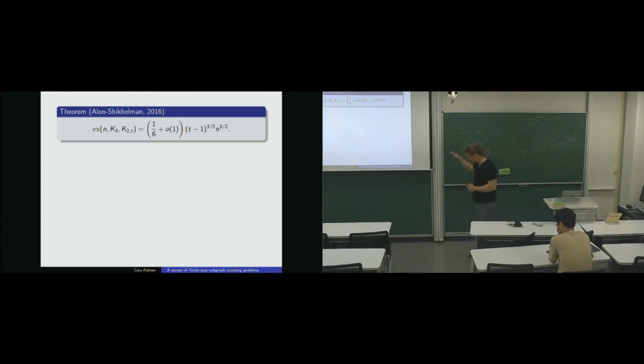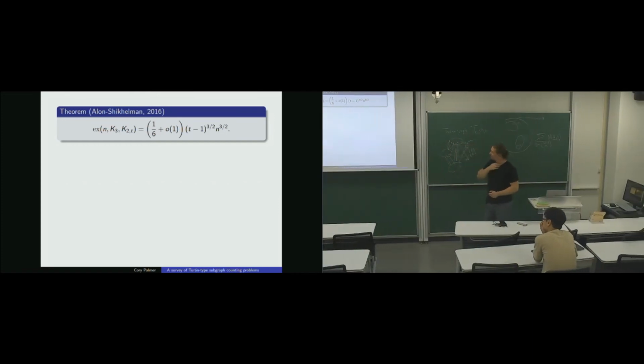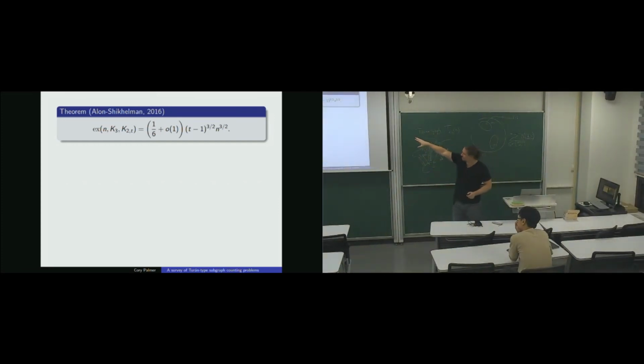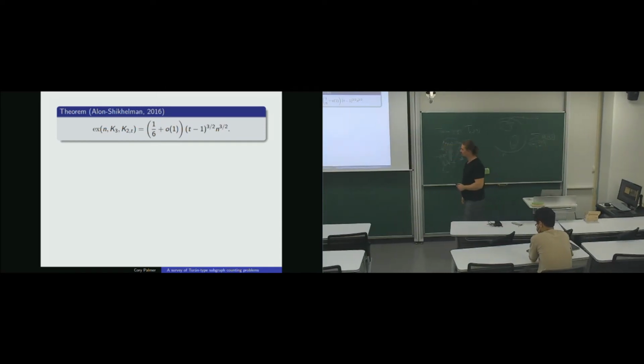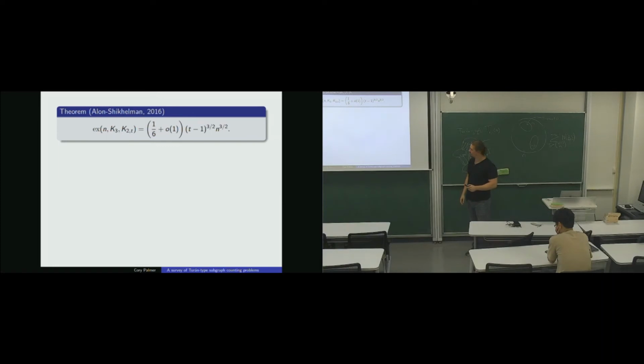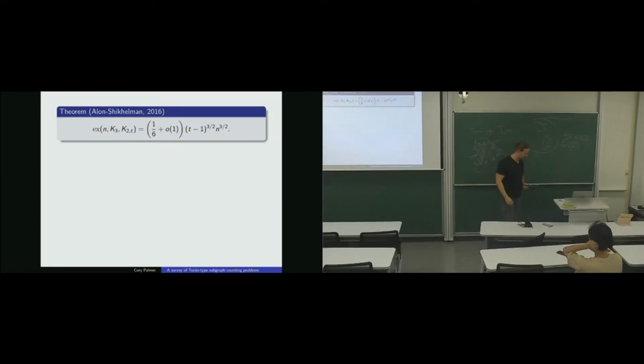Maybe I will give that short proof because it's kind of cute here. This doesn't follow from the previous result. This is a nice asymptotic result, right? Count triangles in a K_{2,t}-free graph. You get 1/6 (t-1)^{3/2} n^{3/2}. You have an upper and lower bound there.